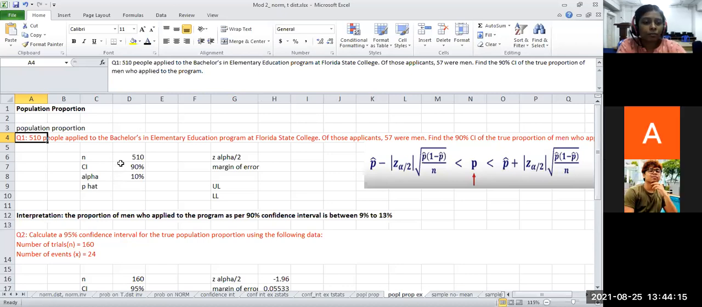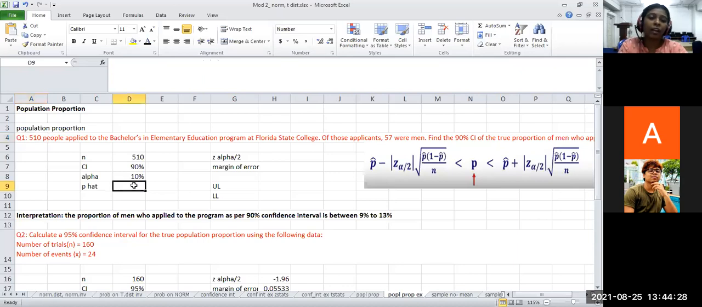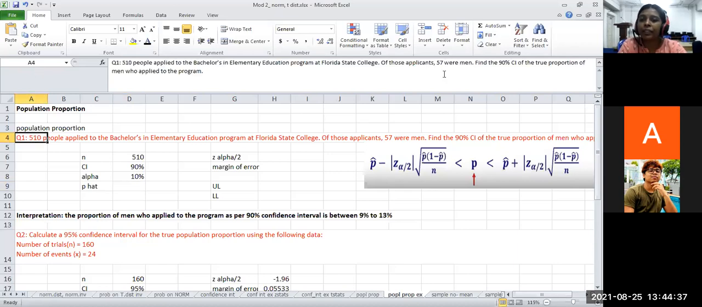Confidence interval is 90%, okay, and alpha value is 10%. So now tell me, how will you calculate your p hat, which is your sample proportion? If you know that 57 of the applicants were men, how would you calculate your p hat value? Any idea or any guess?